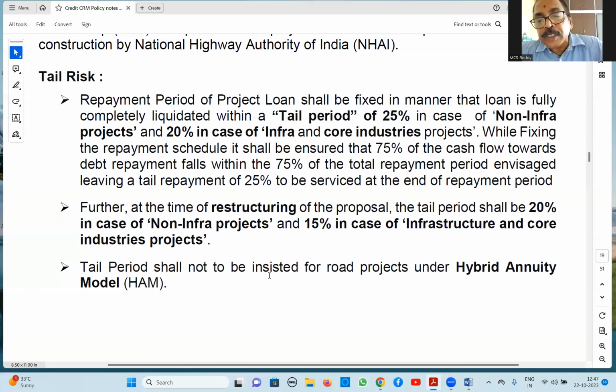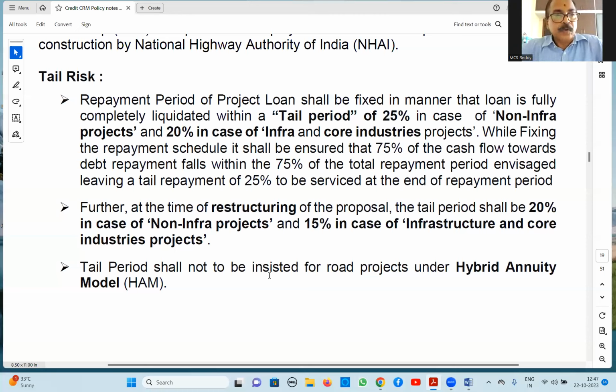So 75% of the loan is to be cleared within 75% of the period. That means 75% of 200 crores is 150. 150 crores of loan is to be repaid within 75% of the period, that is 15 out of 20 years. So 150 crores of loan is to be cleared within the first 15 years. Right. This is to safeguard tail risk.